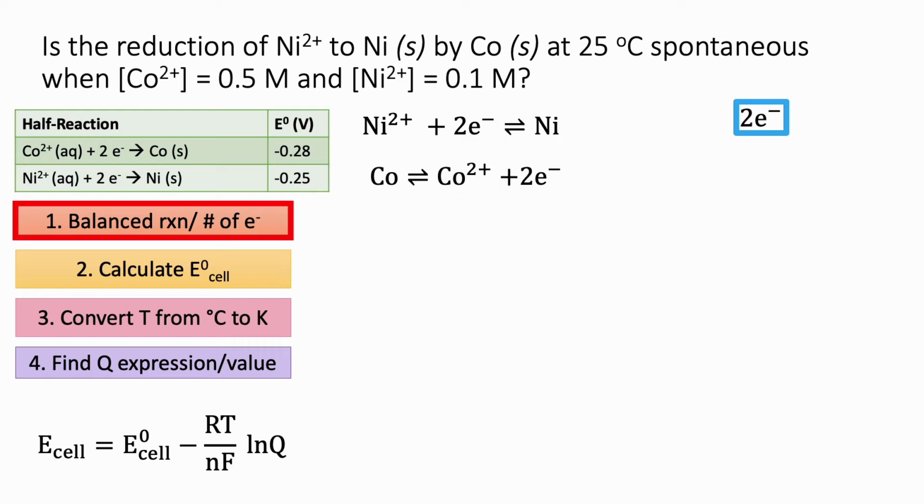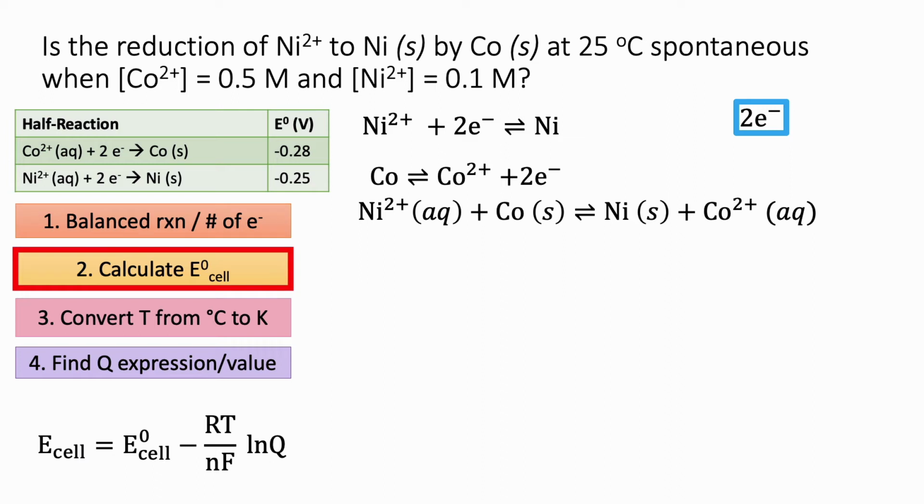And our balanced reaction is going to look like this. We have aqueous nickel 2+ plus solid cobalt gives solid nickel and cobalt 2+ aqueous. Now, in my videos, I've been a little sloppy about including state symbols, but in this particular case, it's going to be very important when we get to a subsequent step.